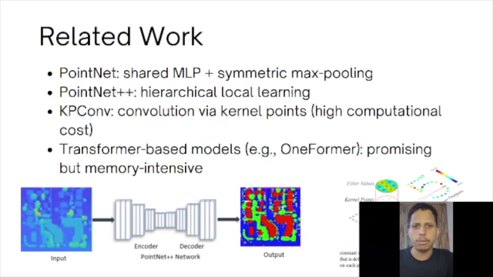There are several models for point cloud segmentation. PointNet was the first to process each point independently and use max pooling to get the global feature. Then PointNet++ came and added local information by looking at neighborhoods. More recent models like KPConv and transformer-based ones, such as OneFormer, are more accurate, but they need a lot more memory and are way harder to train.